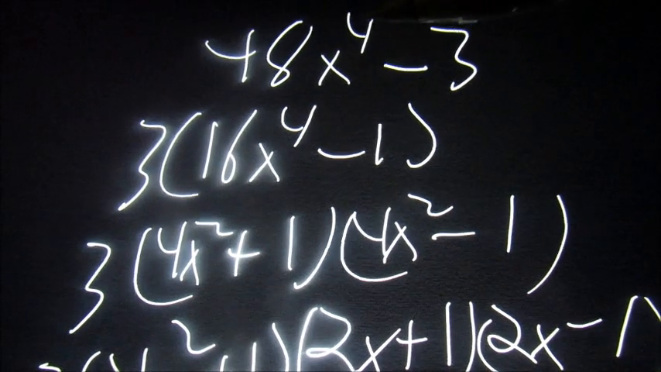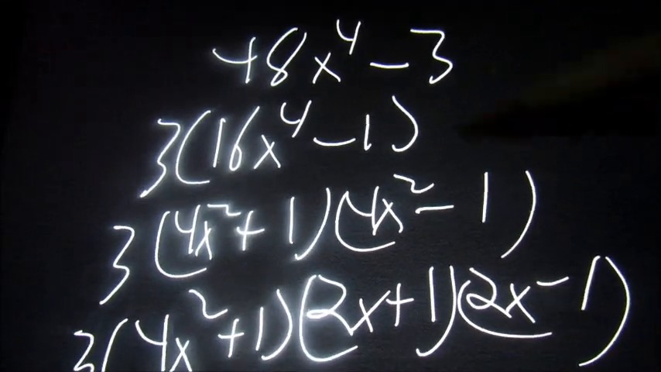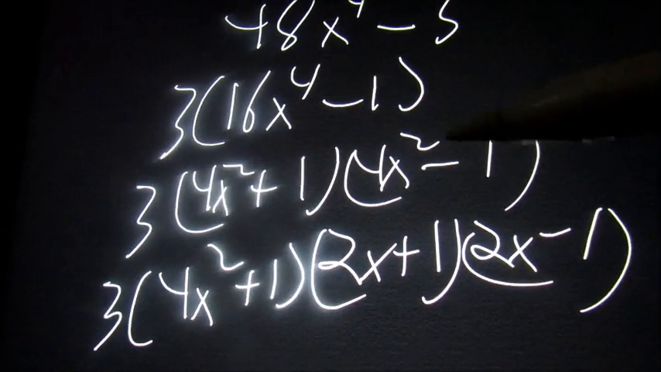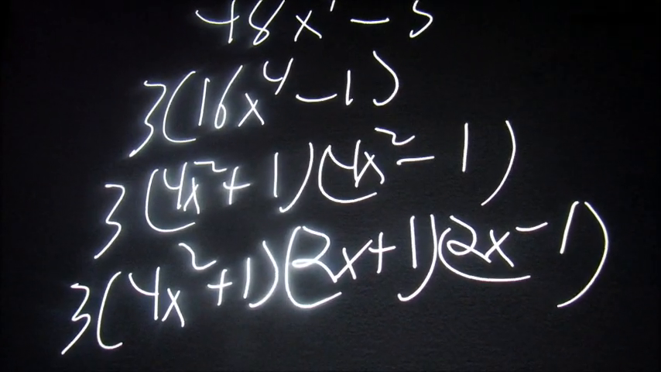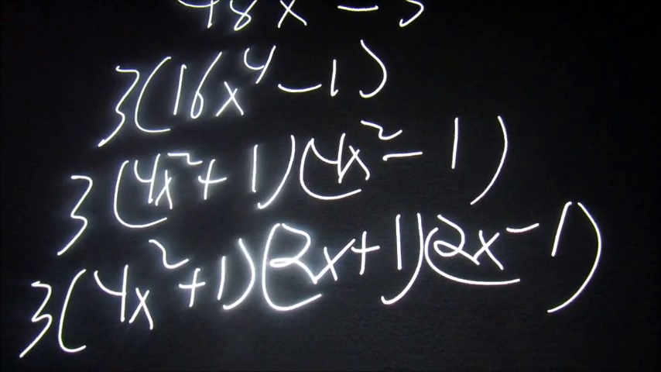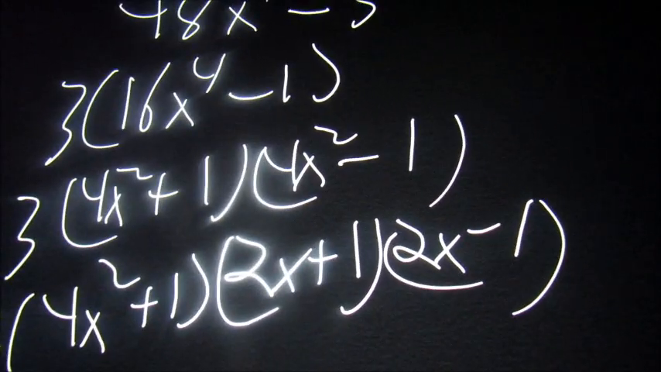So again, if you have an x to the 4 on one of these, after you get down to the first factoring, check to see, look at the one with the minus sign, and see if it's also a difference of 2 squares, because it may be.